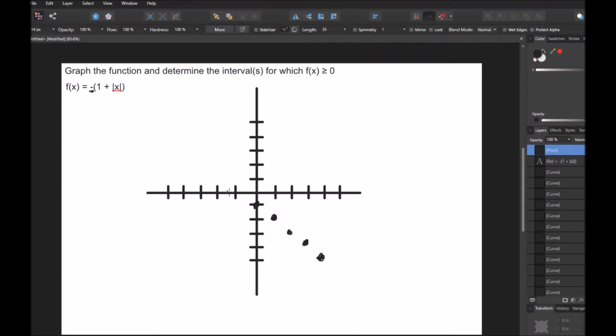Then we go to x equals negative 1. Well, the absolute value of negative 1 is 1, 1 plus 1 is 2, and negative 1 times 2 is negative 2. So we're going to be down here. And we see a similar situation to what we had with the parabolic problem before. When you have an absolute value equation like this, it is also symmetric about the y-axis, meaning we can just flip these points over here and do this.